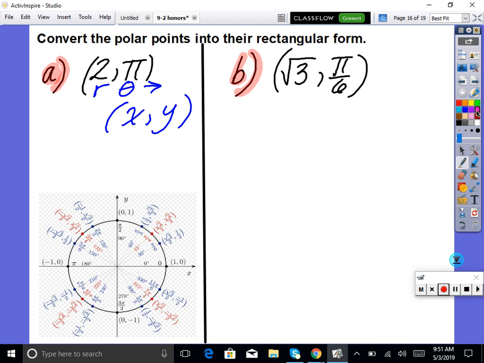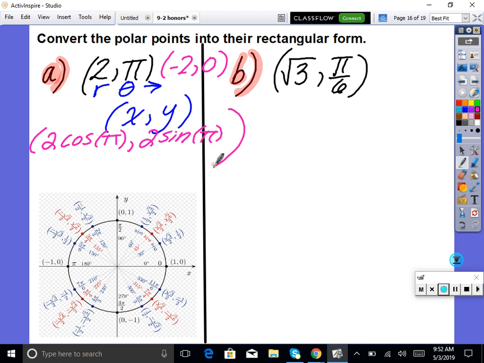I'm hearing answers -2, 0. That is true, guys. Why? Because you do r cosine theta, which is 2 cosine pi. Isn't that what x is, everyone? Comma, 2 sine pi is r sine theta, my y value, guys. So that's 2 times -1, comma 2 times 0. Does everybody see how the people that already have the answer got -2, 0? Pretty straightforward. Okay, let's do another one.